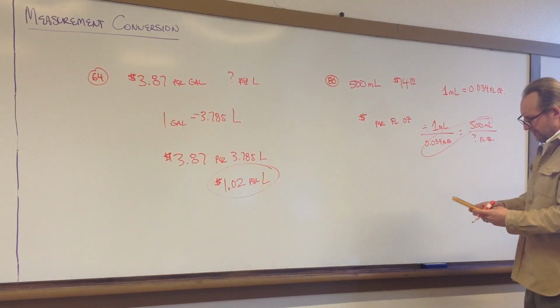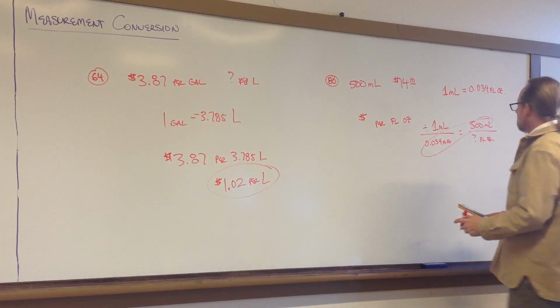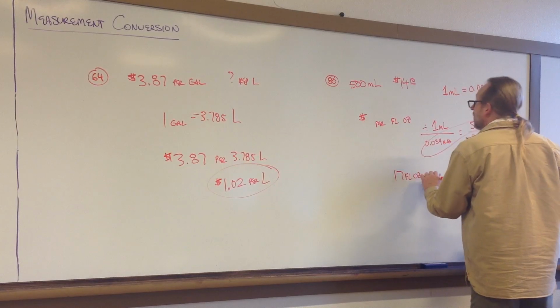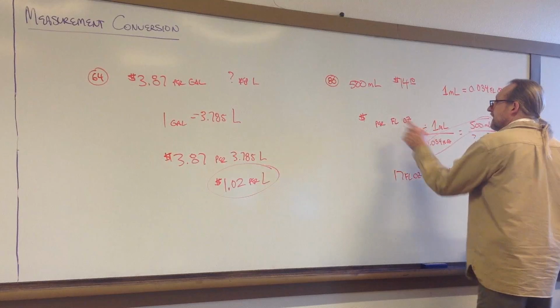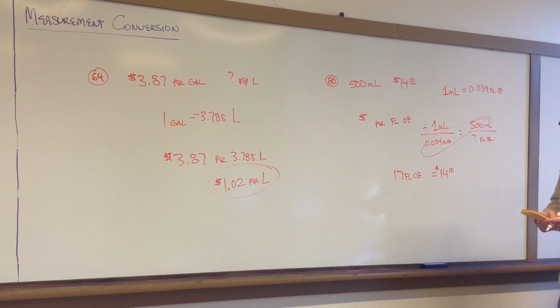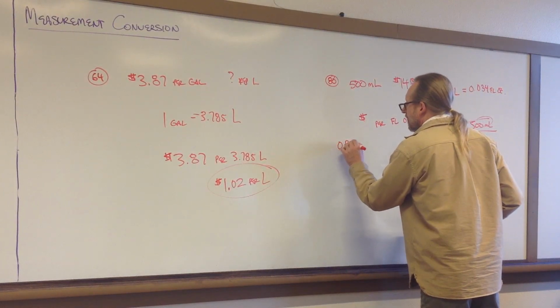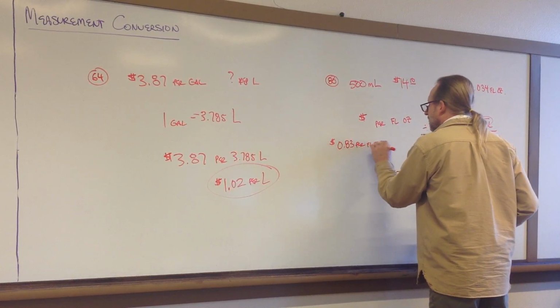All right, so 500 times 0.034, 17 fluid ounces for $14.10. And so we need to divide this by 17. 14.1 divided by 17 comes out to about 83 cents. 83 cents per fluid ounce.